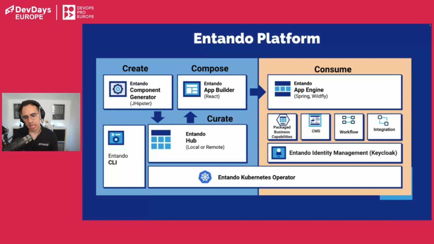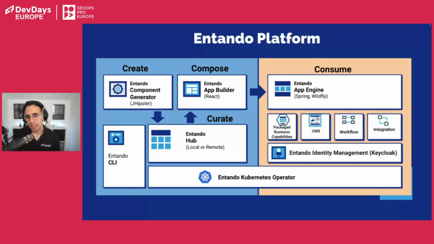So the create step will use, for example, Jeepster, the generator I talked about in the introduction, to scaffold new components. We have other options, by the way, to create components also. Then the publishing will be done in the hub, so we can provide an implementation of that marketplace that we call the hub. And then you have the composition that is made by the app builder.